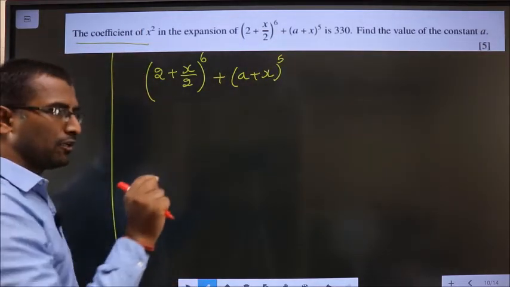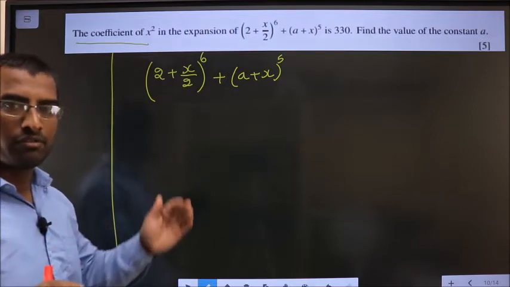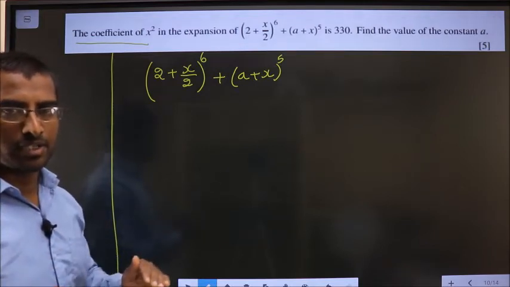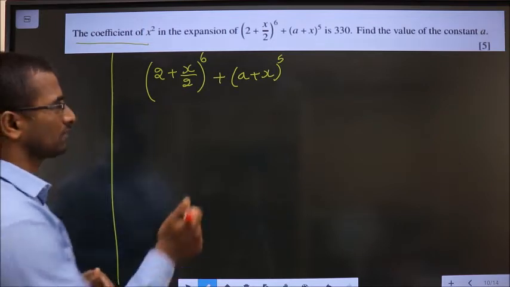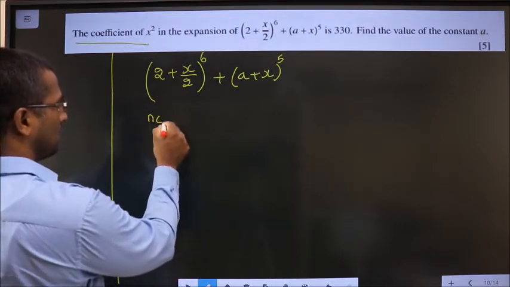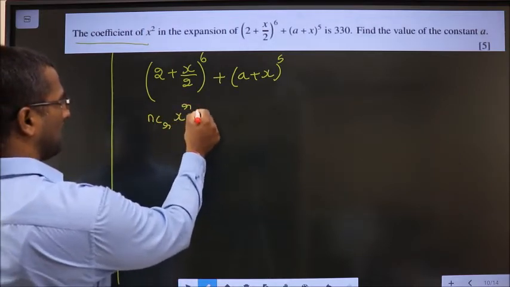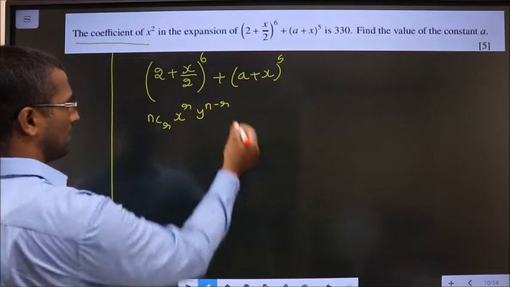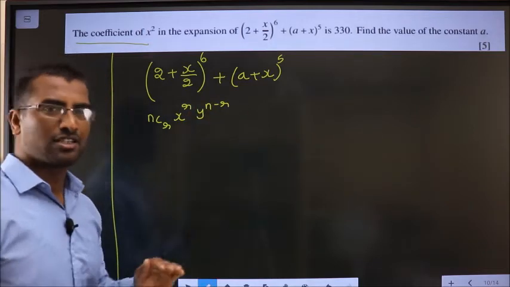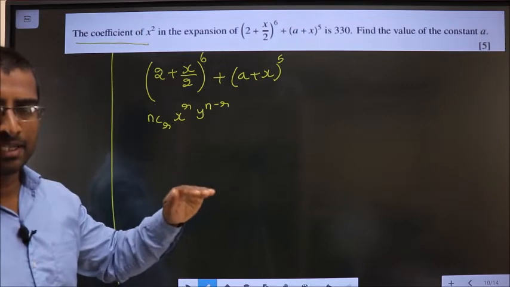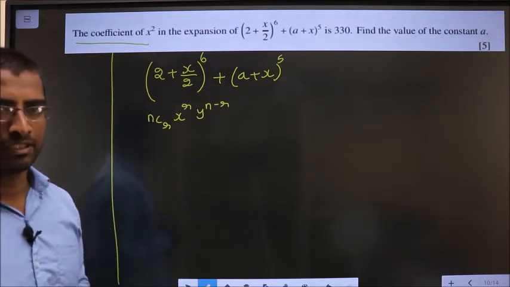For every binomial theorem sum, we should write the general term, and the general term is nCr x^r y^(n-r). It's a rule. For every binomial theorem, the general term should be the first step.